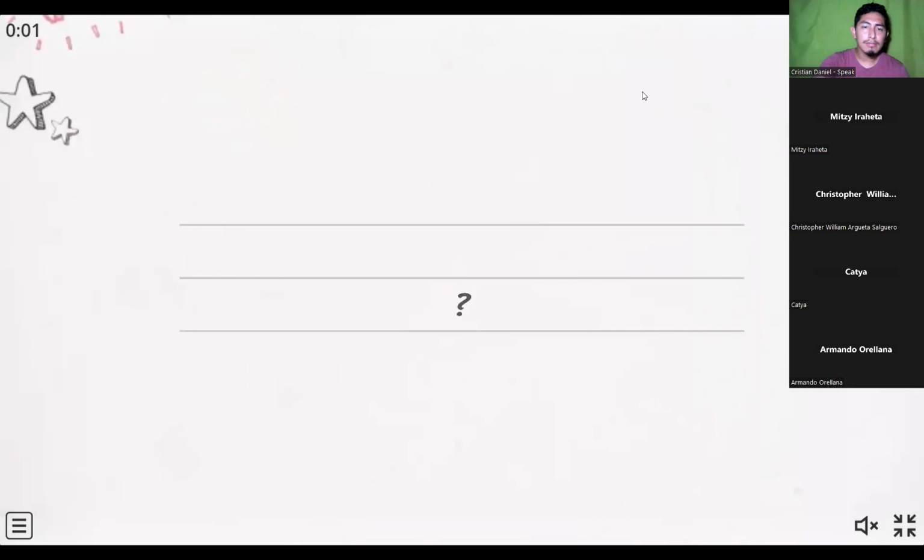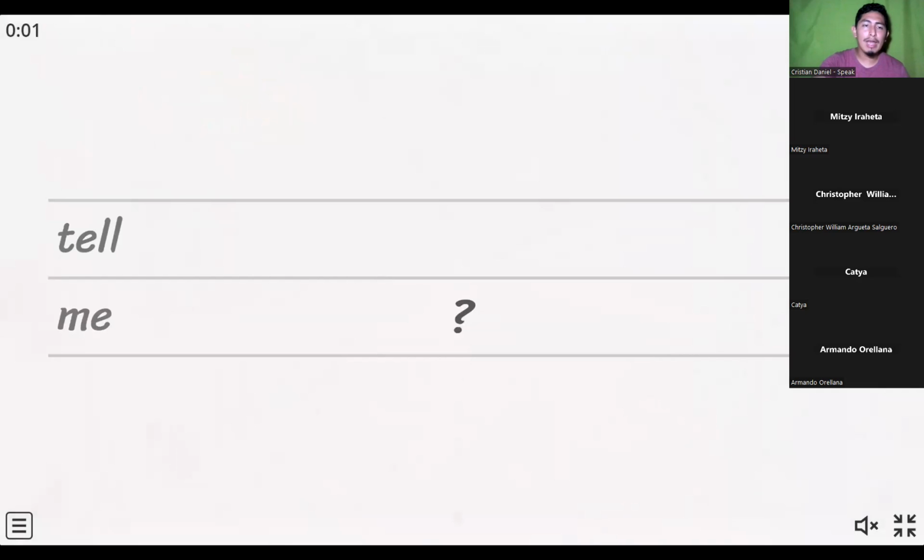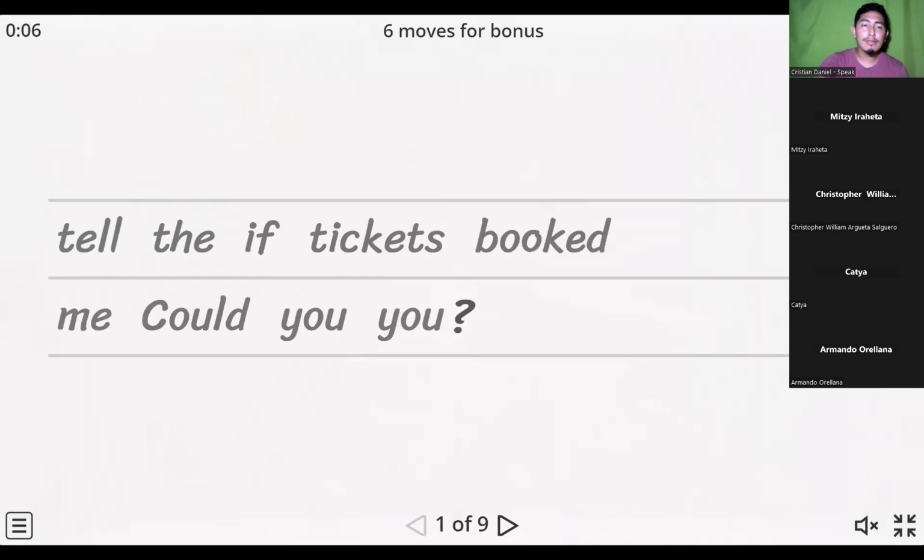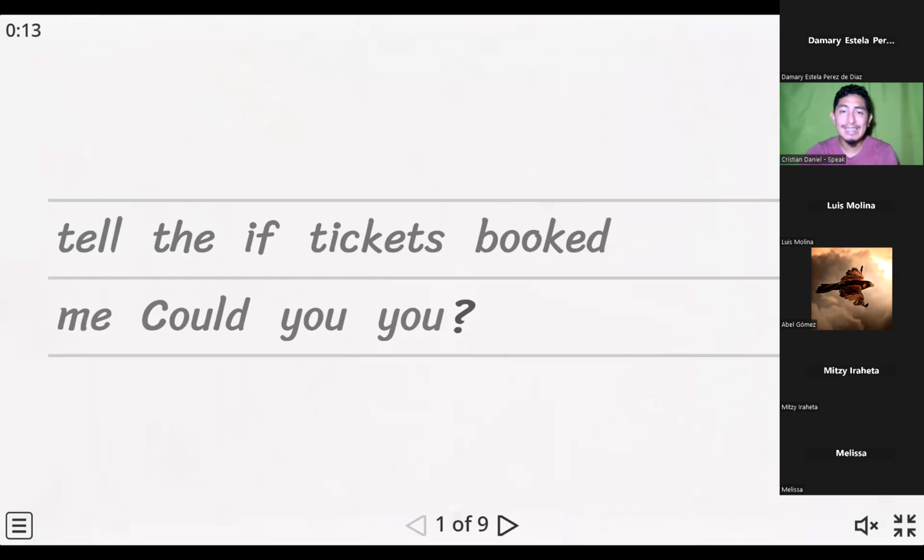As you see, we have these words. You have to tell me what is the correct order for these words. Right now, you have 10 seconds to identify what's the correct question. If you have the answer, let me know to participate. So remember, 10 seconds to identify the correct order. 10, 9, 8, 7, 6, 5, 4, 3.